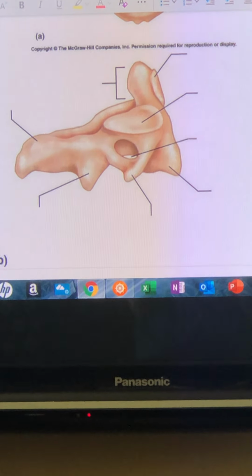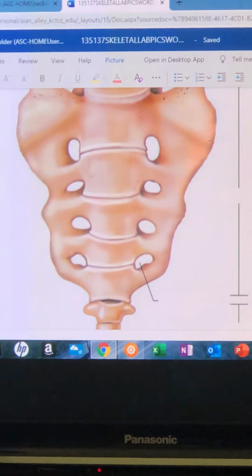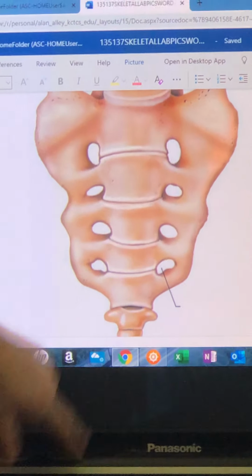Now I'm not going to reduce this any in magnification. I don't know that I can. But this is probably the picture of the sacrum I would use if I want it. We see the sacrum here, the coccyx here.